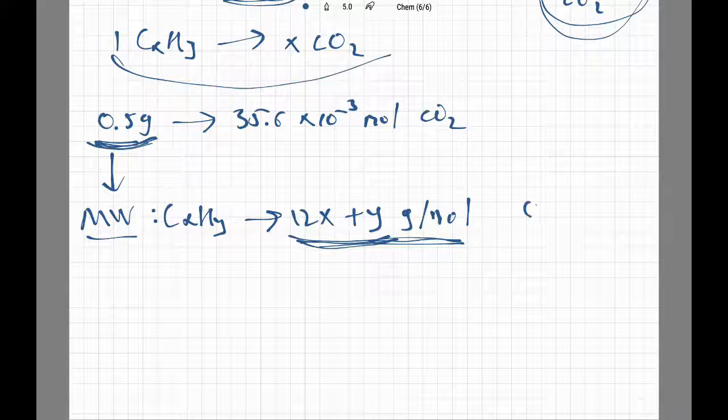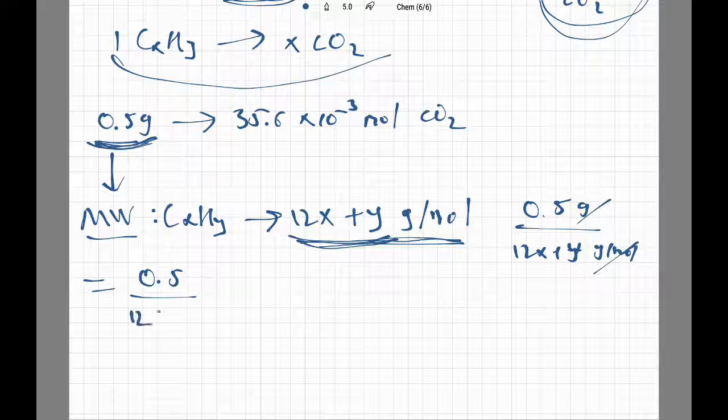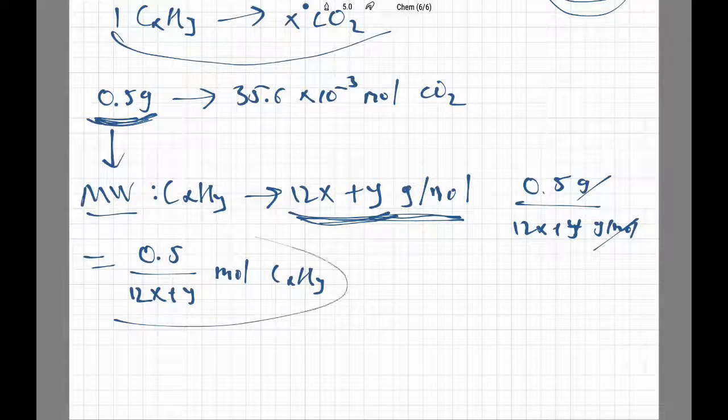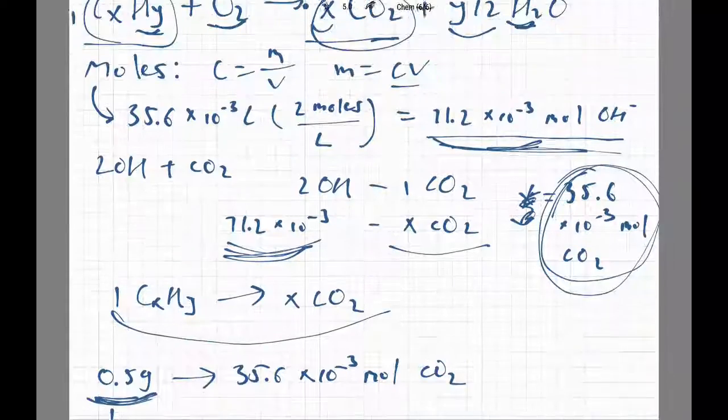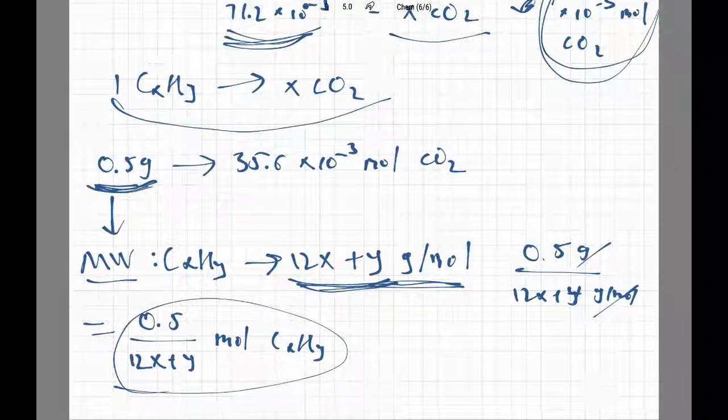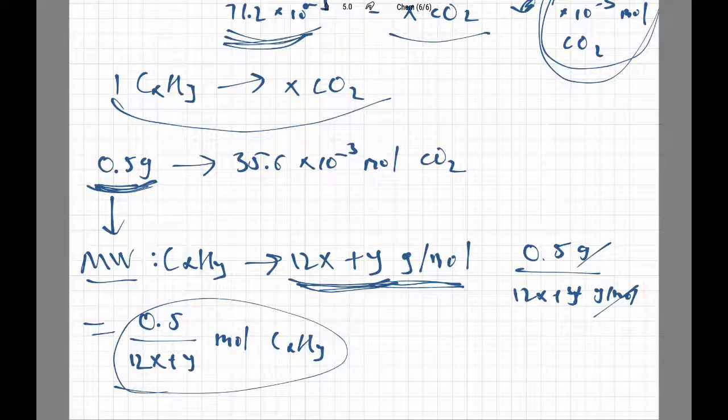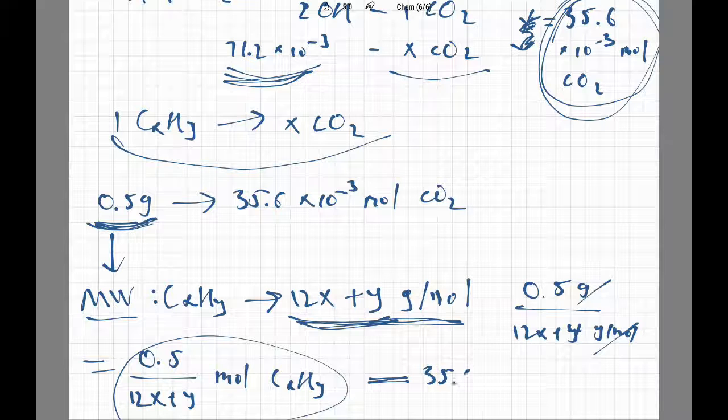To do that, I'm just going to divide this grams by 12X plus Y grams per mole. Sorry about the ugly letters. But forget about the units, they're going to cancel out, and you're going to end up with 0.5 divided by 12X plus Y moles of CxHy. So when this many moles of our compound, which is only 0.5 grams, reacts with oxygen, we produce 35.6 times 10 to the negative 3 moles of carbon dioxide.